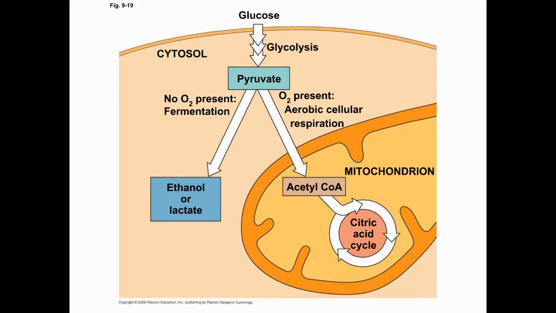This is just showing the breakdown. Glycolysis occurs. Pyruvate is produced. That happens in either aerobic or anaerobic conditions. If oxygen is present, that pyruvate will enter the mitochondria. If oxygen is not present, that pyruvate will enter the second stage of fermentation, which is lactic acid fermentation or alcoholic fermentation.